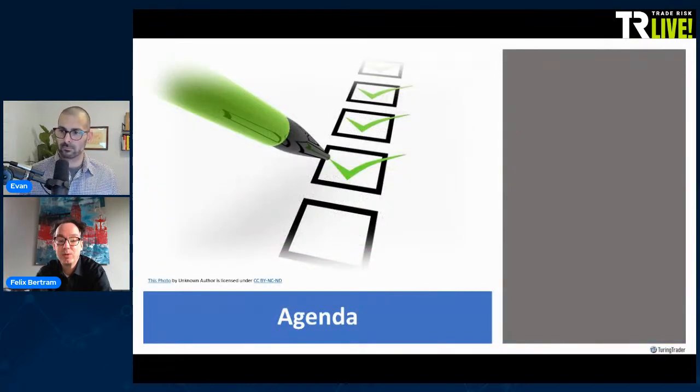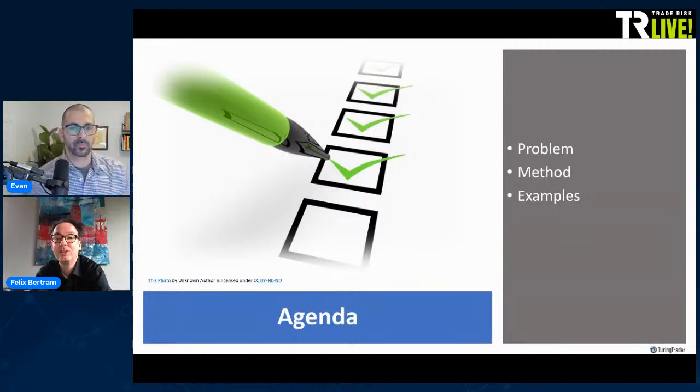So here's what I want to talk about today. First, I want to describe the problem that we're trying to solve, and then I want to talk a little bit about the method. I want to present some examples of how we can use this method, how this works. And then I want to show the practical application of all this. So let's talk about the problem first.